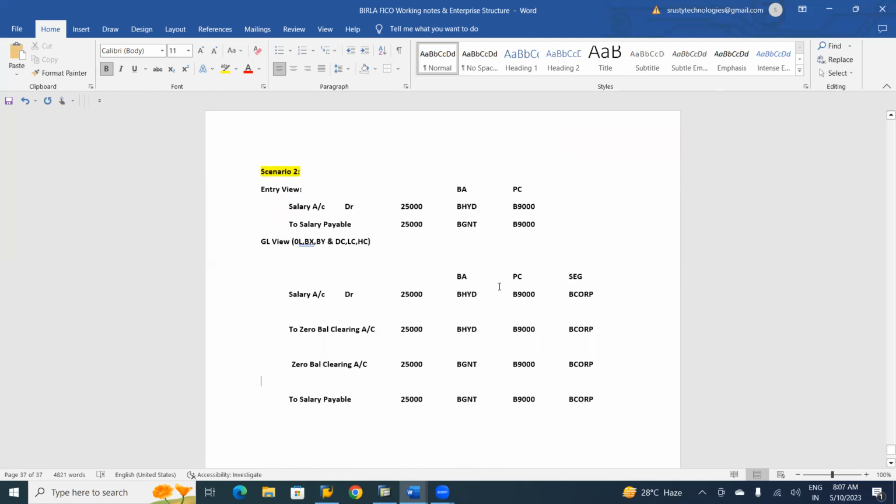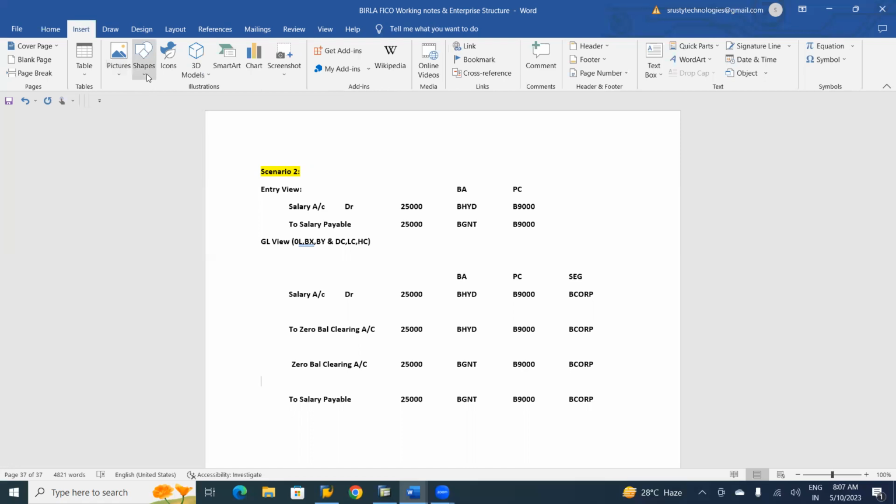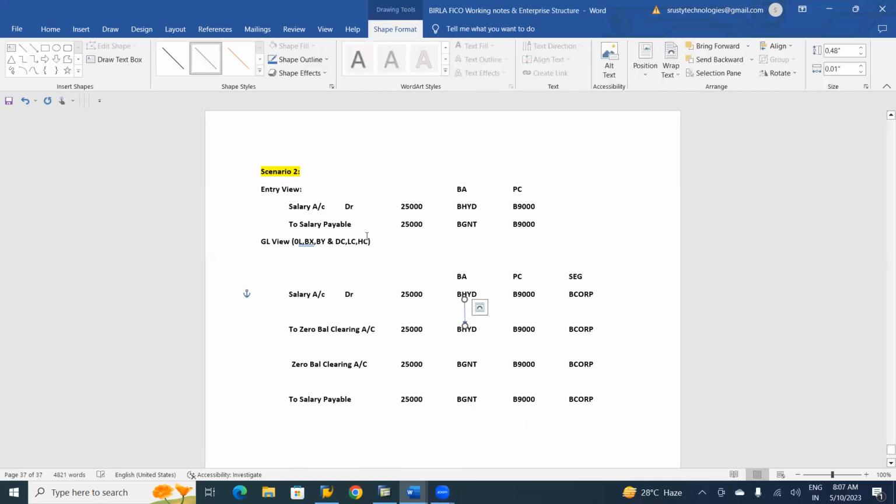So in the earlier scenario we saw at profit center level it was an issue, debit was not equal. But in this scenario, we saw business area level it was not equal. So the same thing now, just write it down as it is. For your understanding, I'm giving these arrows and all to show the flow in the system.